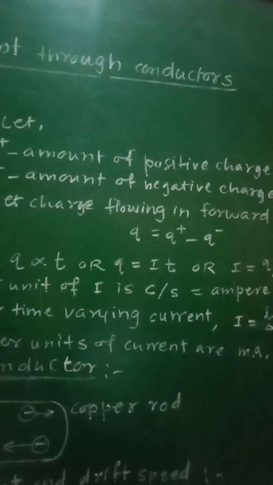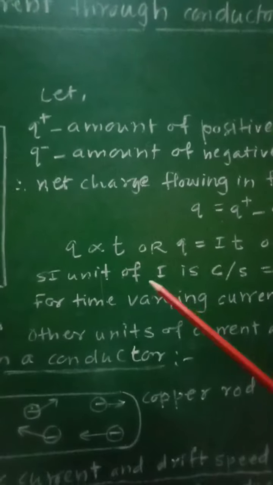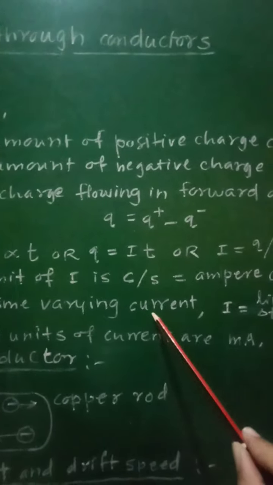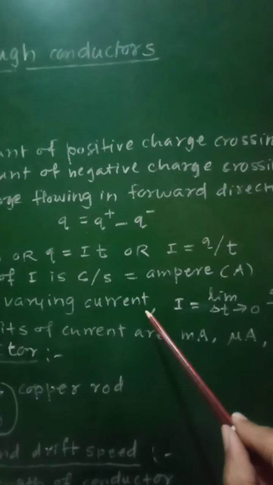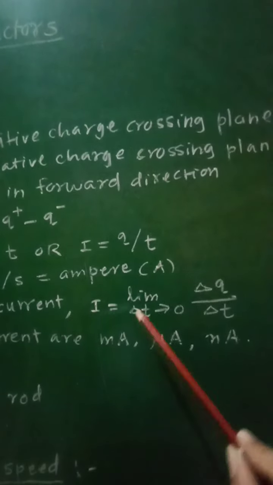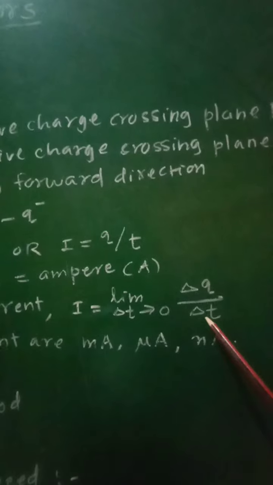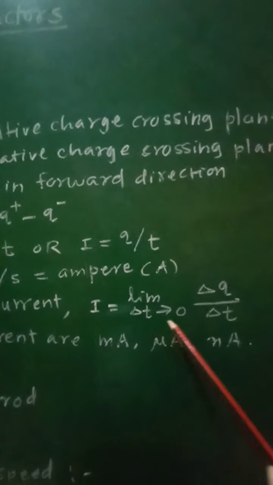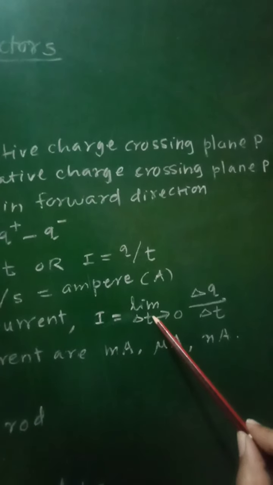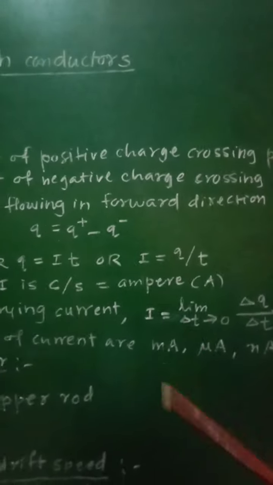Now if the current I is not steady and it is varying with time, then for time varying current we can consider the limit of time, and therefore current I will be given as limit delta t tends to 0 of delta q upon delta t. So this expression will give us the current which is varying with time, and for steady current I will be equal to Q by T.